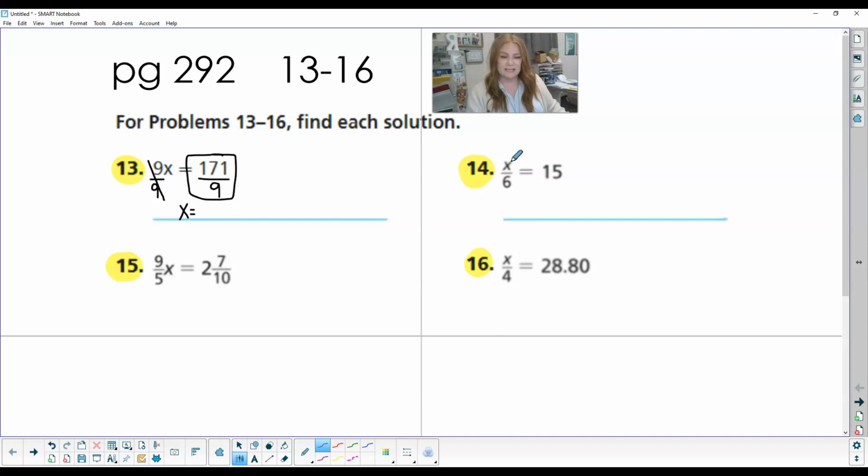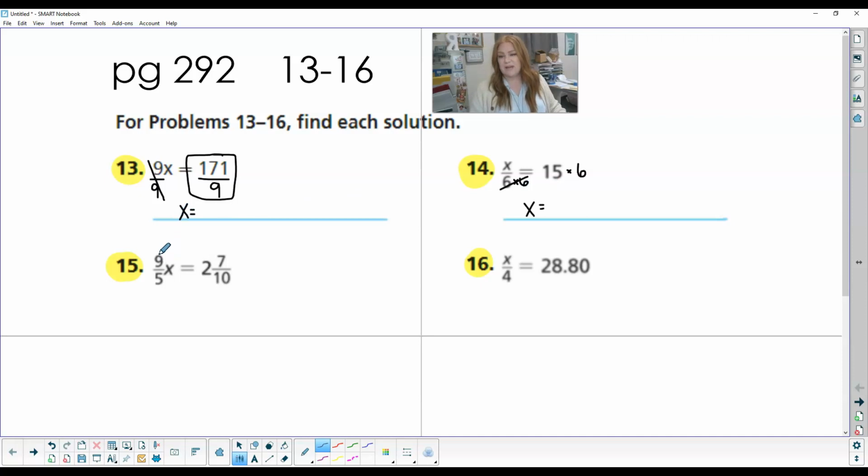Number 14 says x divided by 6, so the opposite of dividing by 6 is to times by 6, so that cancels that out. This is like 1/6, so it cancels it out. Over here, we also need to multiply by 6. 15 times 6 will tell us the solution to x. So when we do that, divided by 6, it should equal 15.